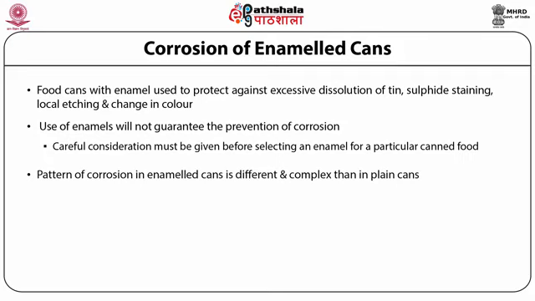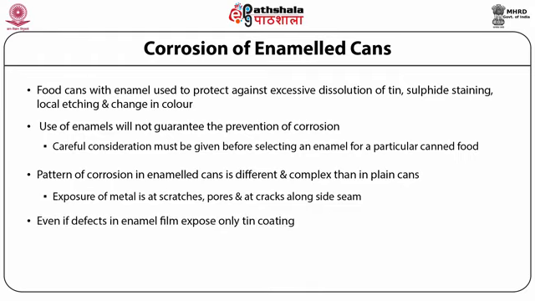The general pattern of corrosion in an enamelled can is very different from that which is found in plain cans, and it is generally more complex. The only exposure of metal in an enamelled can is at pores and scratches in the enamel coating and at the cracks along the side seam. Some of these discontinuities in the enamel coating may coincide with pores in the tin coating, thus resulting in exposure of the steel.